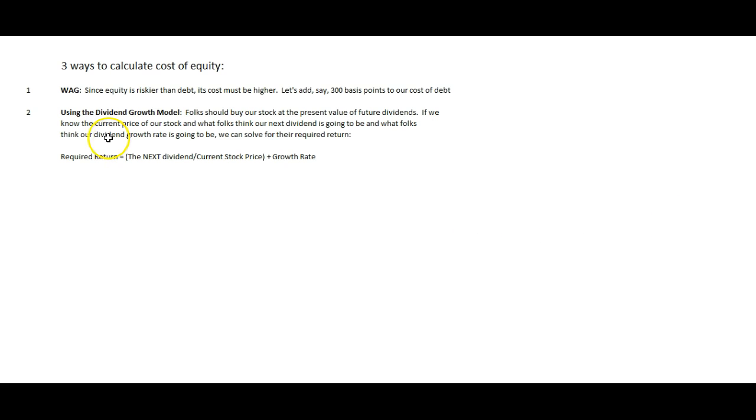And that formula looks like this. The required return is the next dividend we're going to pay divided by the current stock price plus whatever growth rate our shareholders are assuming. And the thinking is, if we don't earn that required return, investors will sell our stock. And if they sell, our stock price will go down. So we'll use that required return as our quote-unquote cost of our equity. Unfortunately, Lucy Inc. doesn't pay dividends, so we can't use this method.